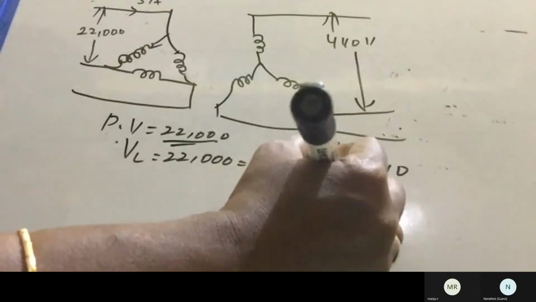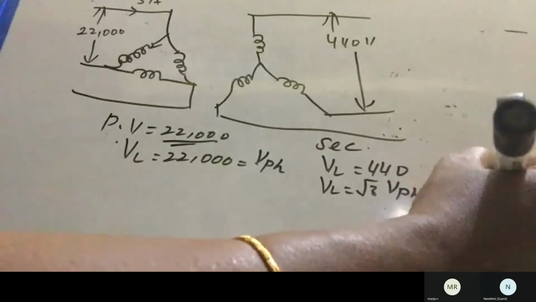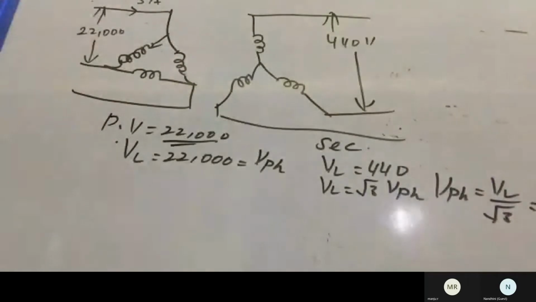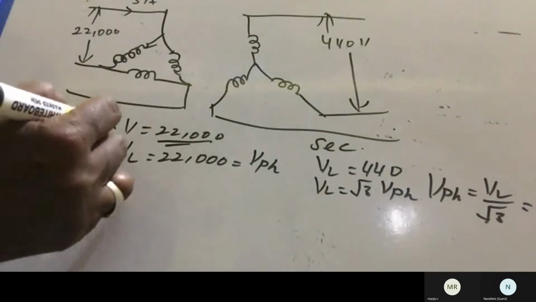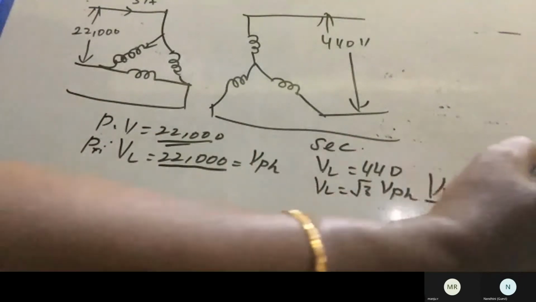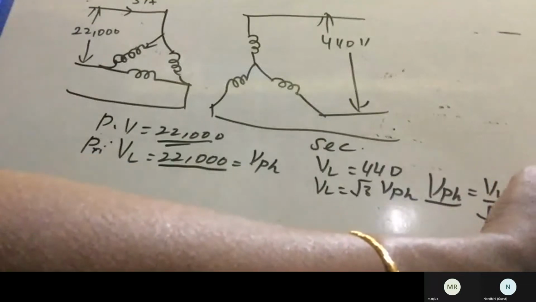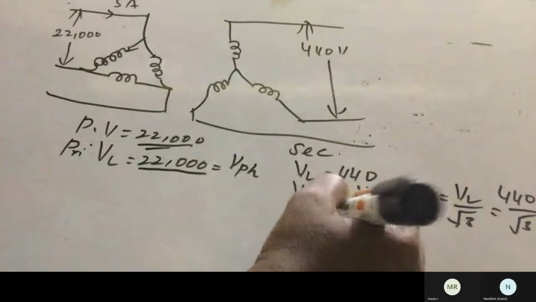So what about the phase voltage? Line voltage equals √3 times the phase voltage, isn't it? So the phase voltage is equal to VL by √3. Is that correct? So the primary phase voltage will be 22,000. The secondary phase voltage will be equal to 440 by √3, which is 254.04.